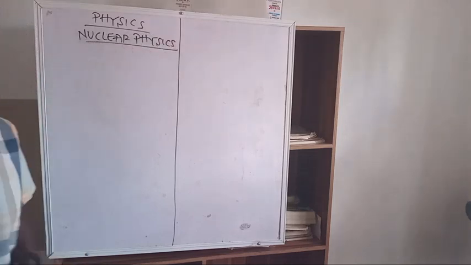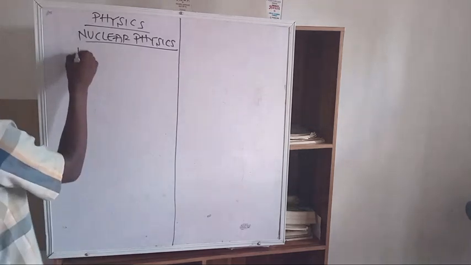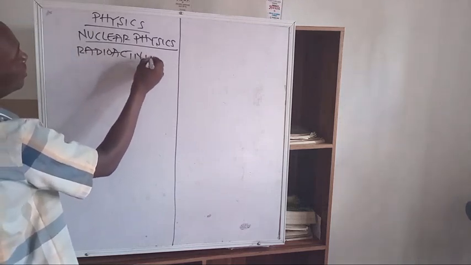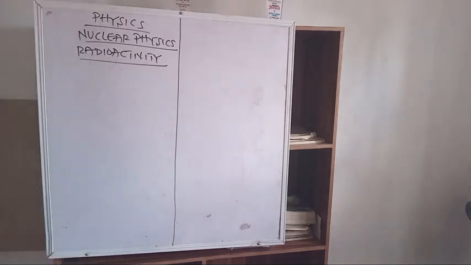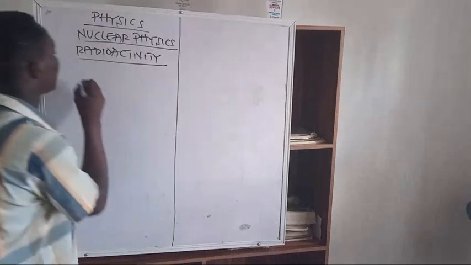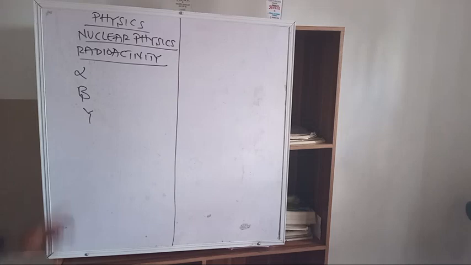So what is radioactivity? Radioactivity is the spontaneous disintegration of radioactive atomic nuclei by the emission of alpha, beta, or gamma particles, or any combination of the three. So the spontaneous disintegration of radioactive atomic nuclei with the emission of alpha, beta, and gamma, or any combination of the three, is what we call radioactivity.